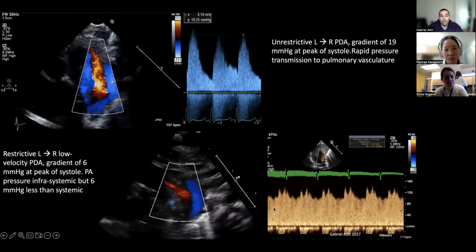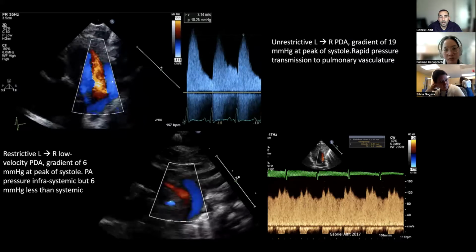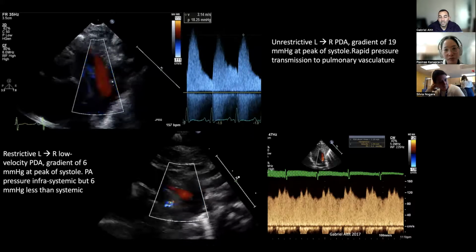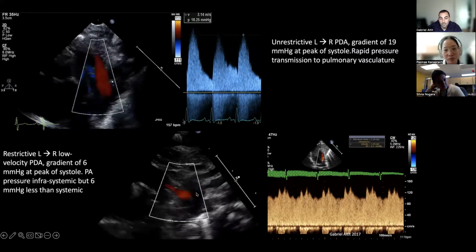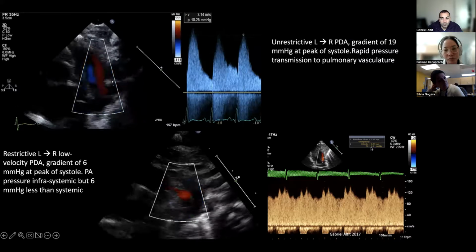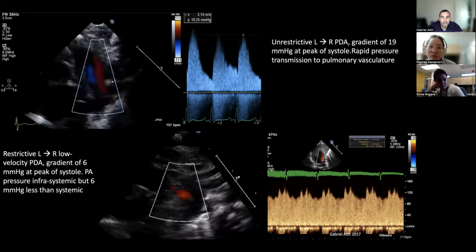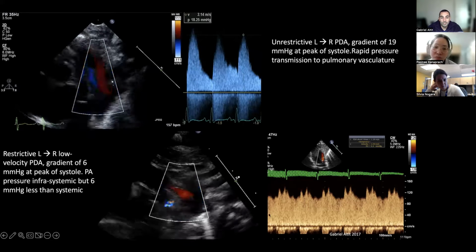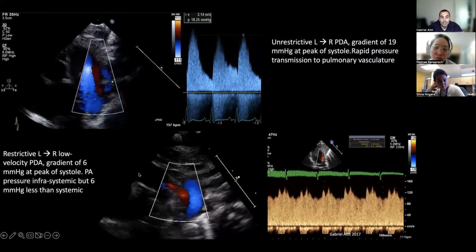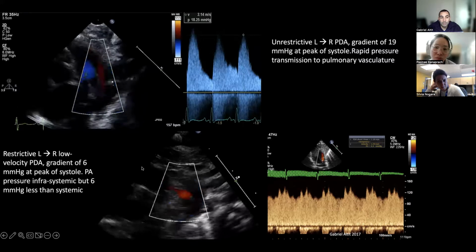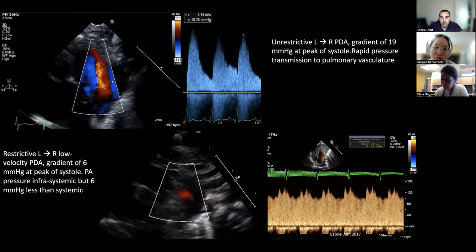So let's say your systolic blood pressure at that time was like 100. It tells you your systolic pulmonary pressure is lower than the systemic pressure, but only by like 5 or 6. So the actual PA pressure is very high. Even if it's left to right, this is a very low velocity profile. It tells me that in the PA, probably the pressures are getting close to the systemic pressures.